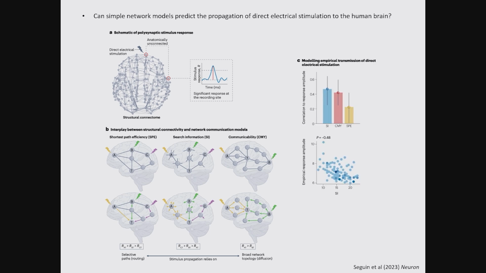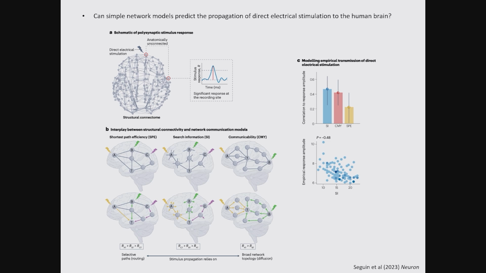This is what we found. We found that search information, SI, and communicability, CMY, not only could predict the amplitude of signal propagation, they could explain significant variance in that, but they did it a lot better than the mainstay measure of shortest paths. So this is saying that this diffusion conceptualization might be more explanatory than a shortest path conceptualization.